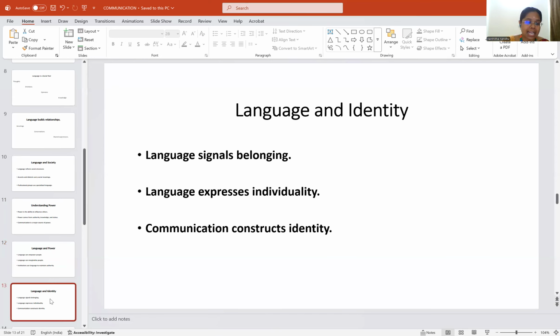Next, language and identity are interlinked. How come they are interlinked?